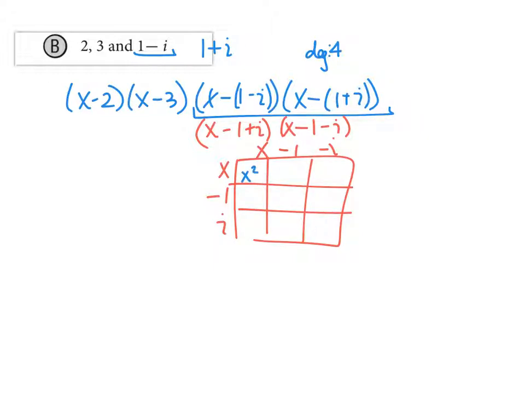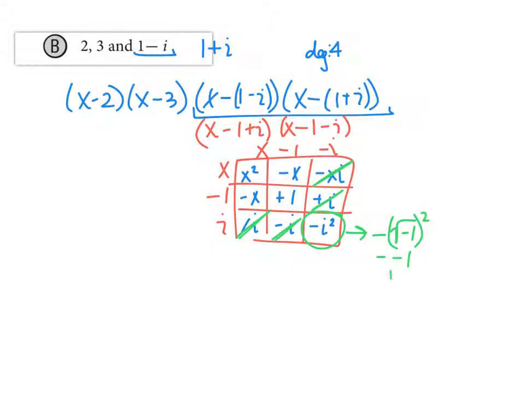It's going to be x squared minus x minus xi, negative x plus 1 plus i, xi, negative i, and this is negative i squared. Same like last time, the i's are going to cancel out, the ones that we don't want to deal with. Negative i squared, this is something you need to know. i is the square root of negative 1, so if we square the square root of negative 1, that's going to give me just negative 1. So that's negative negative 1, which is positive 1.